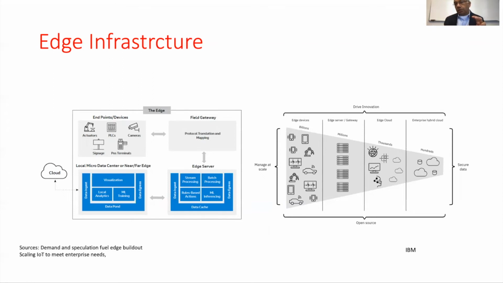On the right side, you can see, just to give an idea, the funneling size reduction when you look at the numbers of devices and the cloud or data centers. You can see billions of edge devices, and you are talking about IoT devices. You can see the different types of devices in that diagram. Then when you get to the edge server, it is in millions, and the edge cloud is going to be in thousands, and the enterprise hybrid cloud is going to be in hundreds. So that's how the reduction happens.